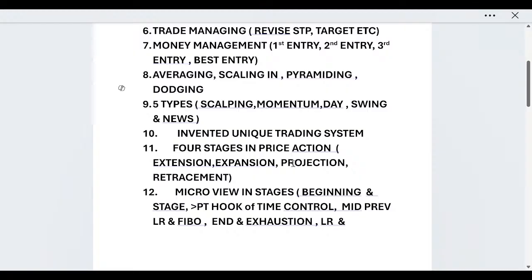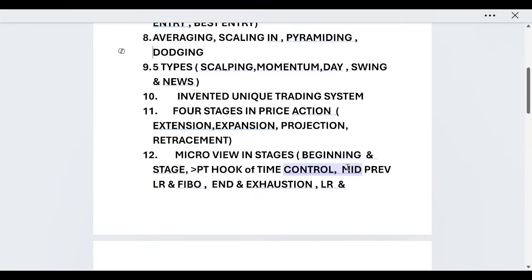Then also take note that generally the price action will move in 4 stages, or 4 different movements at all times. We call it extension, expansion, projection, retracement. So basically these 4 methods, I'll show you how it's done, but this is all in a different time frame. That means when we look at a 15-minute, it might give you any one of these 4. Always these 4 will apply at all times. So that is the beauty of that.